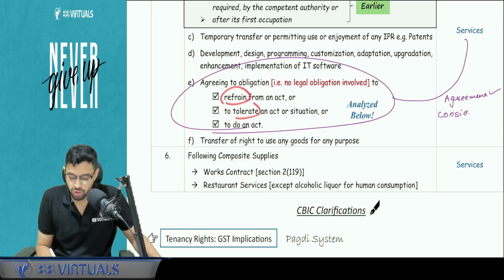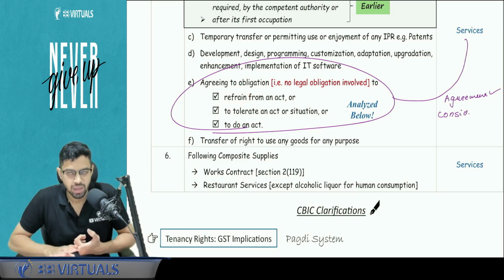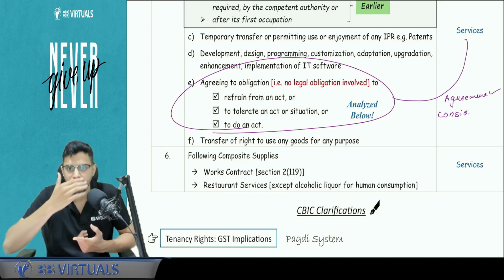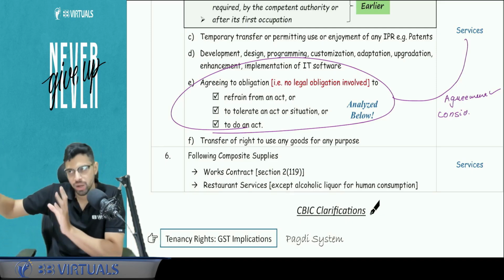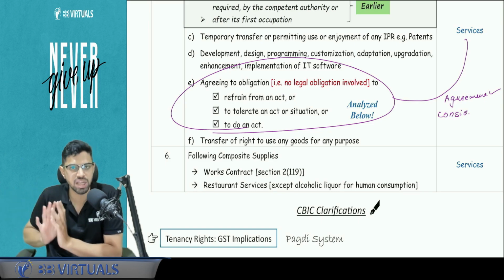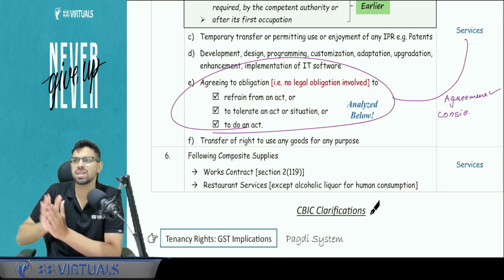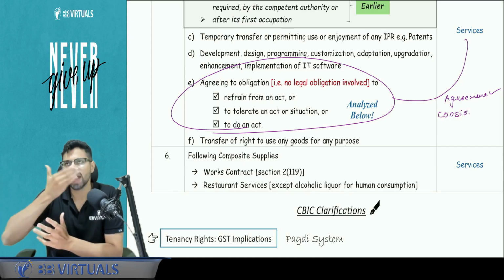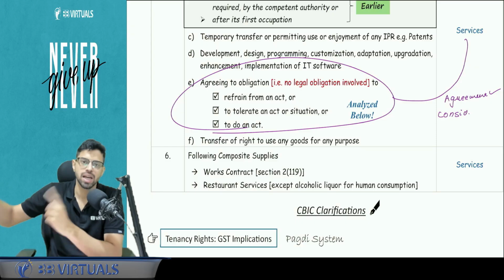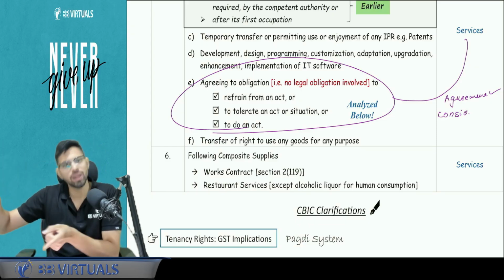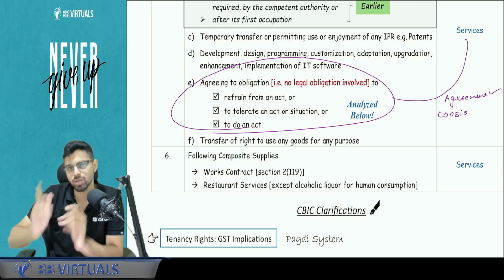Now, what is the example of refrain, tolerate and do an act? In simple words, I will tell you. Refrain, example, non-compete fee. So I agree not to compete with you in an area. Tolerate something. Let's say there is a loudspeaker going on for which I agree to tolerate the loudspeaker, but I charge something from that DJ owner. So that is covered here. To do an act, it can be any act. For example, there is a hazardous factory working here and that person agrees to treat the waste before disposing it off and he charges me something for it. So he agrees to the obligation to do something, that is cleaning the waste, treating the waste before disposal. So that is also part of GST.